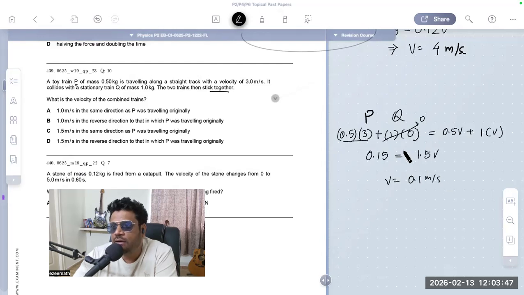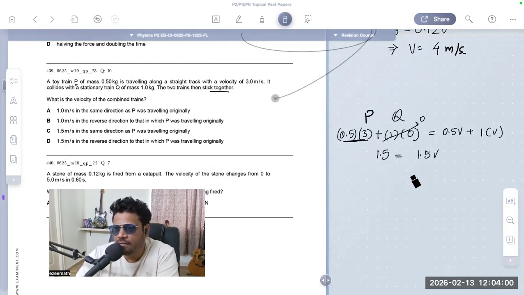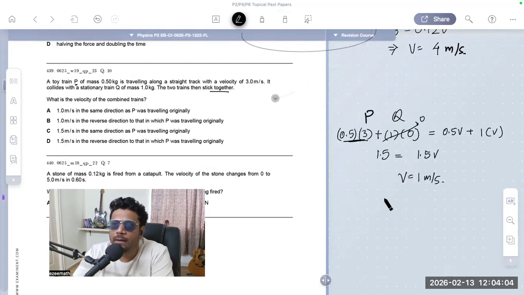meter per second. What is wrong with what I have done? Oh, this is not 0.15, it's 1.5. 1.5 equals 1.5 V, and V comes out to be 1 meter per second. Okay. What is the velocity of the combined trains? 1 meter per second, of course. Same direction as P or reverse direction as P, C.